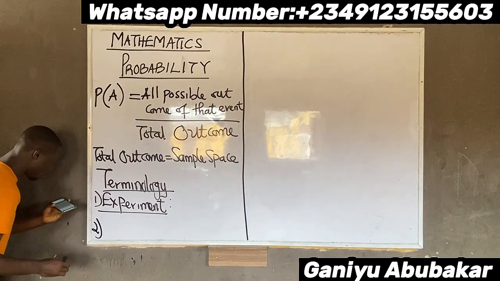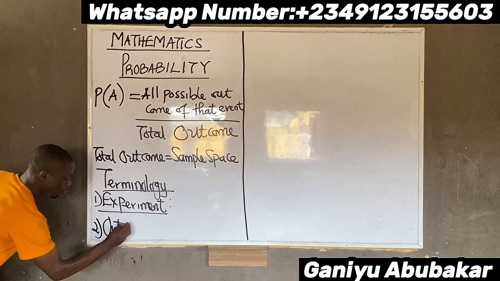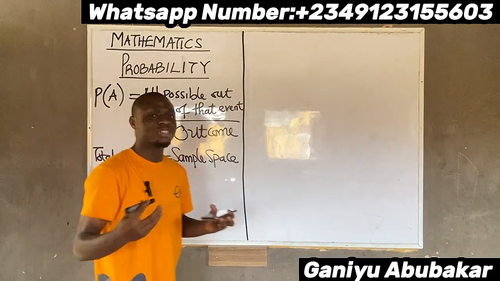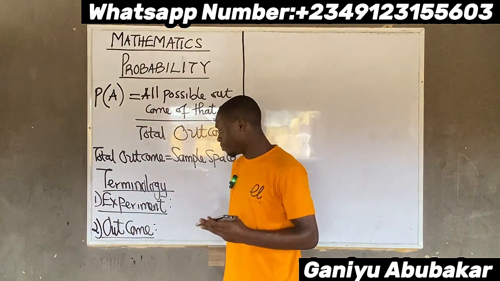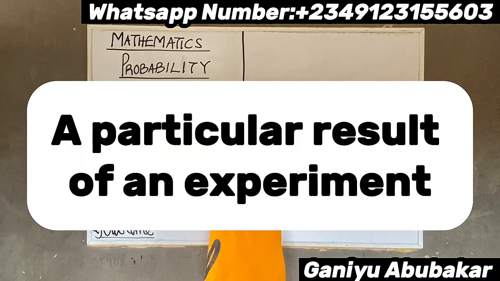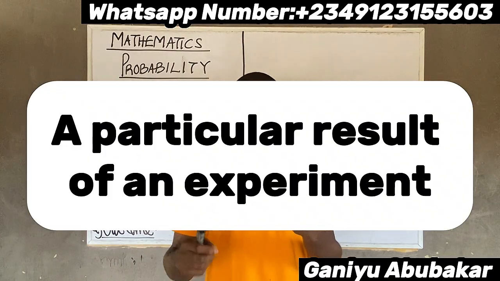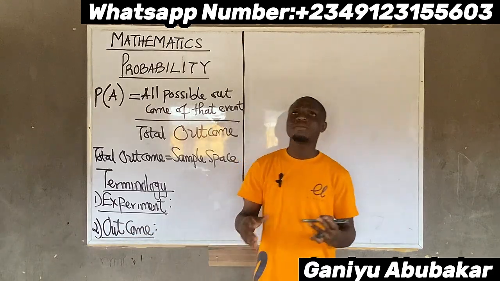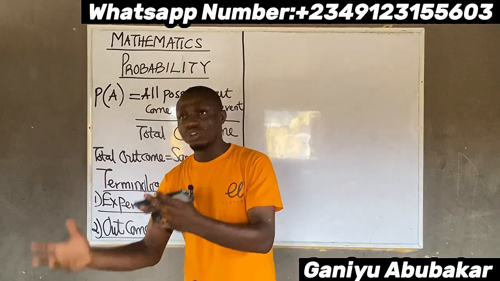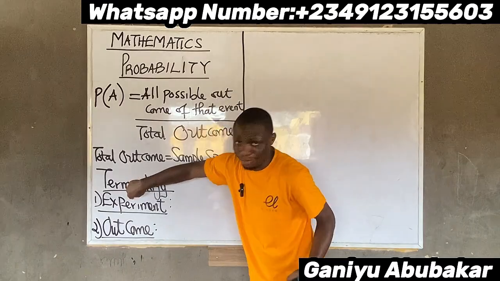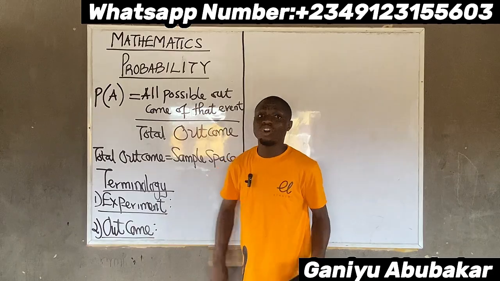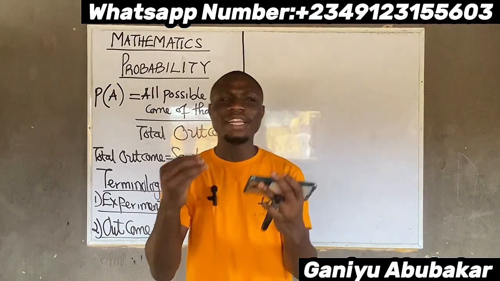Number two is called outcome. The second term is called outcome. What's an outcome? Definition, please. A particular result of an experiment. I said a particular result of an experiment. So what I'm saying, please, is that an outcome is simply a result of this experiment. The result you get after experimenting something is called the outcome. Please take this thing seriously.